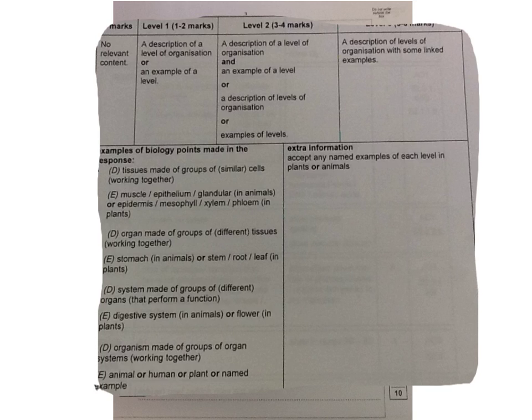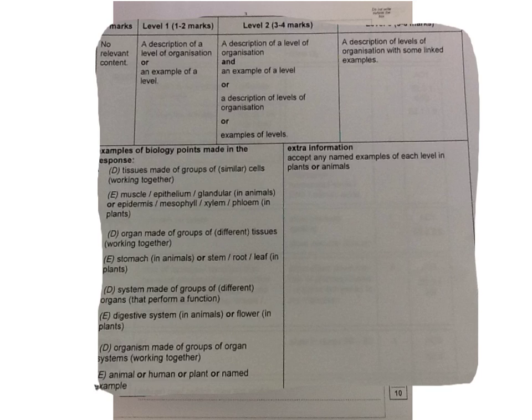Okay, finally, description of some organ systems is that it's a system made of groups of different organs that perform a specific function. So it's different organs working together to do a bigger job inside the body. So you could have said an example might have been the digestive system, you could have said the respiratory system, you could have said the circulatory system, or the central nervous system. Any of those would have been okay. You could have also mentioned that the flower was an organ system in the plant.